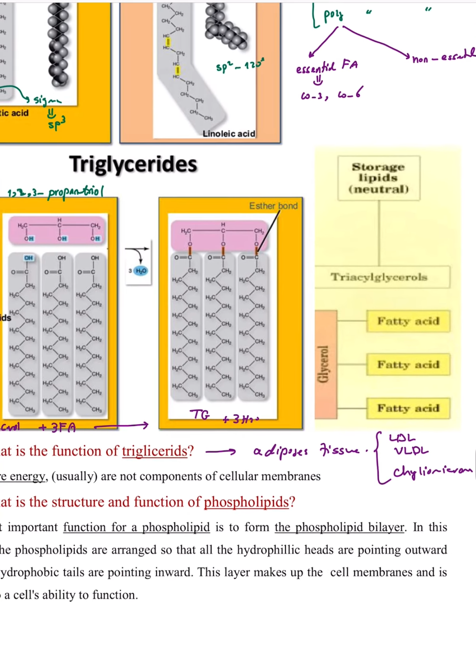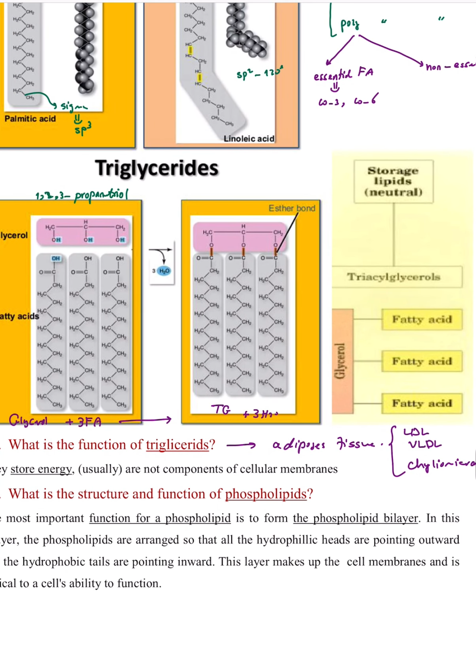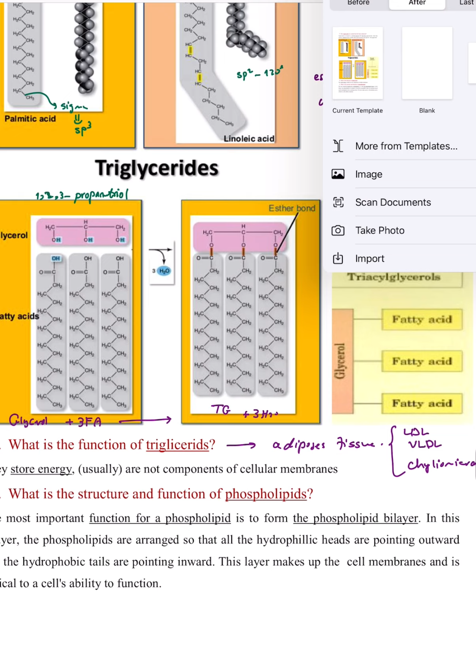And the other important thing, when we need an energy source, triglyceride can break down into fatty acid and glycerol, and the fatty acid can go to the muscle or the liver and can be used for the energy source or for gluconeogenesis. I can explain a little here.